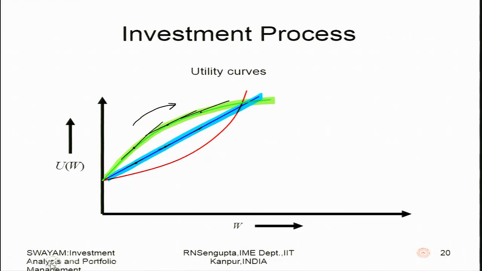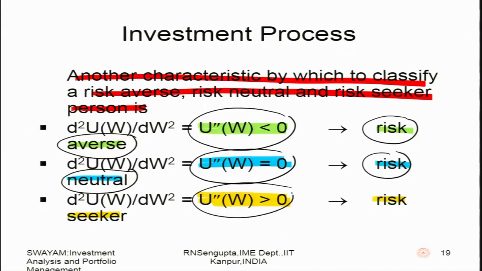Finally, for the case where the utility function is increasing like this, if I concentrate on some of the points here, you see the graph goes like this, that is increasing, so it increases like this. So, the second derivative, if I concentrate, is basically greater than 0, and that corresponds to the case of the risk seeking person.